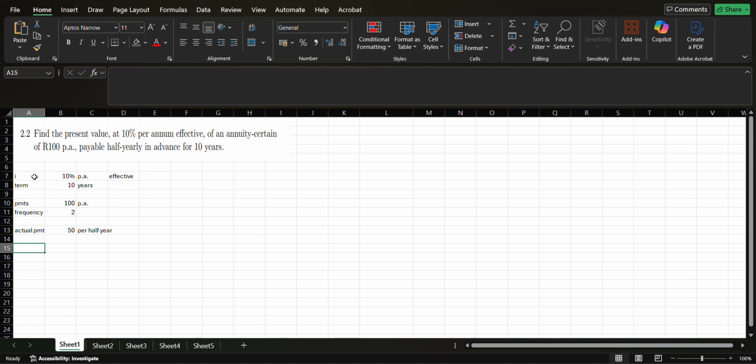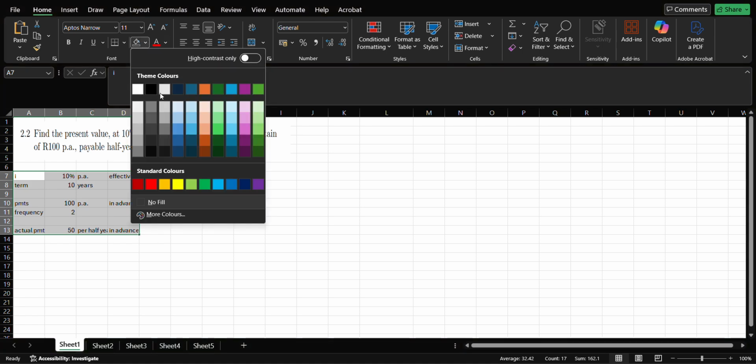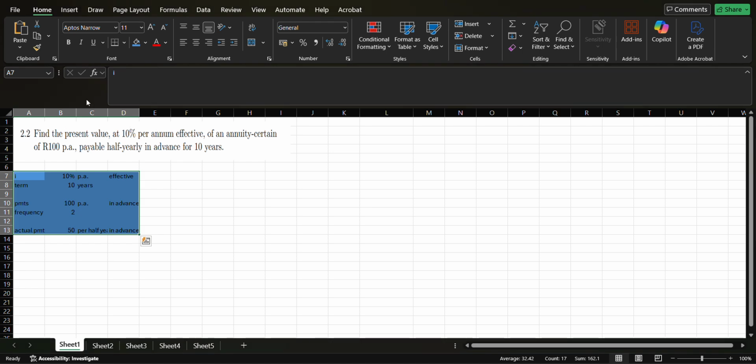Another piece of information worth noting is that this annuity is in advance. I can just put that here: per half year in advance, per annum in advance. Okay, so we have our information here, and I'm going to highlight it so that it looks nice, it's bright, and it's easy for us to see.